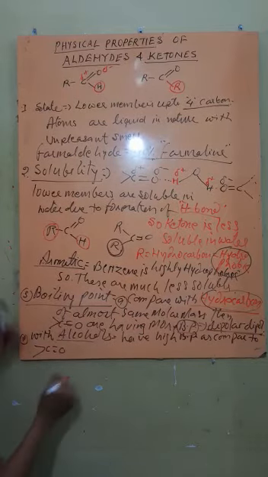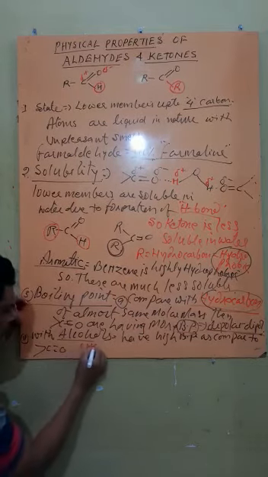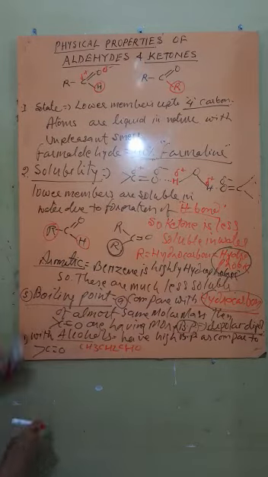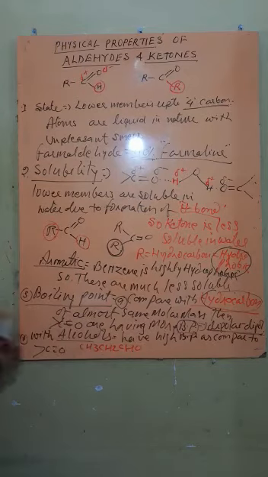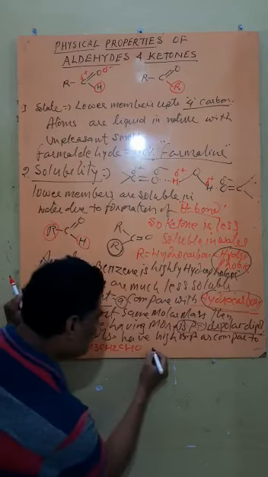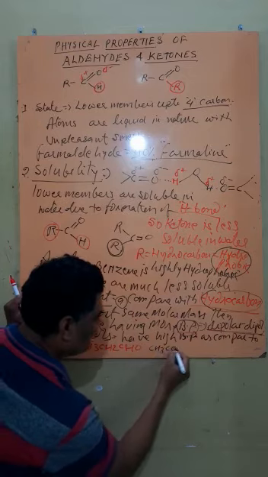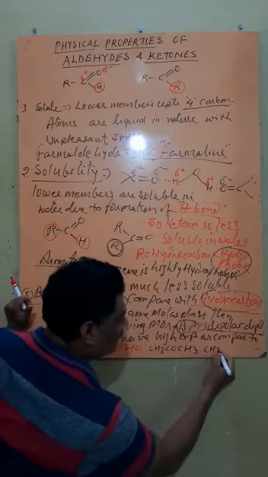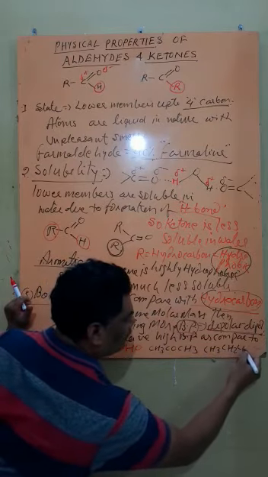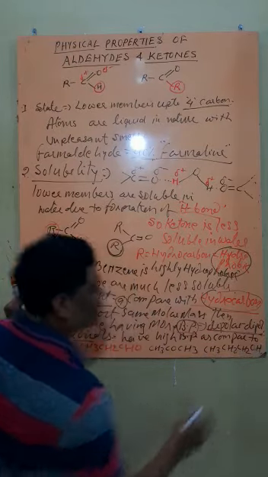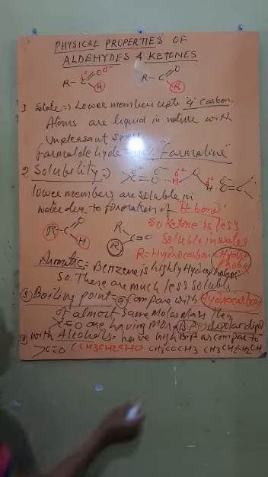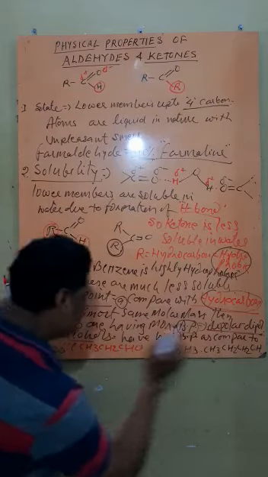Like if we compare our first compound, this is CH3CH2CHO, propionaldehyde. If we compare the next compound, CH3COCH3, and if we compare it with propanol, CH3CH2CH2OH, all these compounds have almost the same molar mass. Its molar mass is 58, its molar mass is 58, its molar mass is 60.